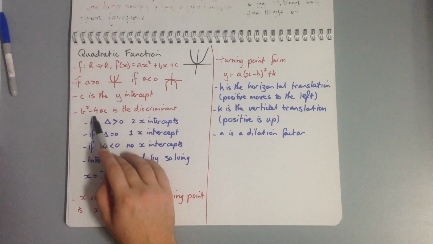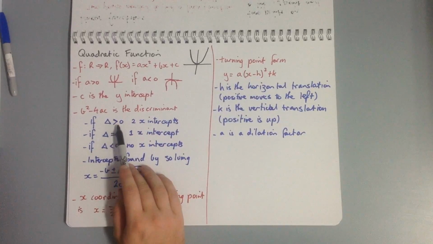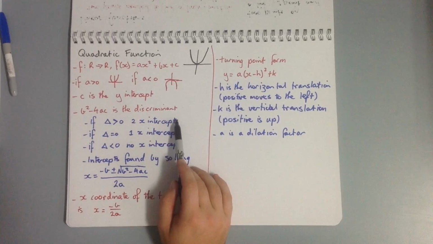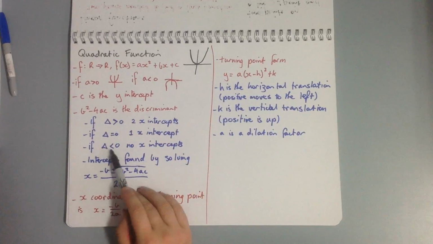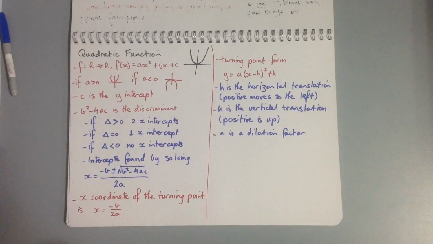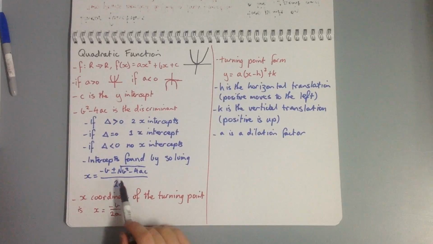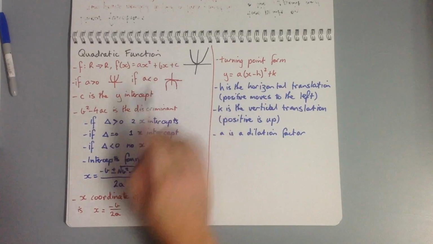b squared minus 4ac is the discriminant, and if the discriminant is positive, then we're going to end up with 2 x-intercepts. If it's equal to 0, we're going to get 1 x-intercept. And if it's less than 0, we're not going to have any x-intercepts. We can find our intercepts by using our general quadratic formula, which is this one here: minus b plus or minus the square root of b squared take 4ac, over 2a. Remember that's just our coefficients here.